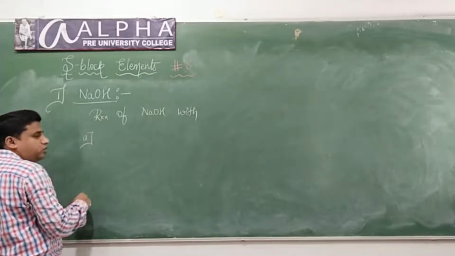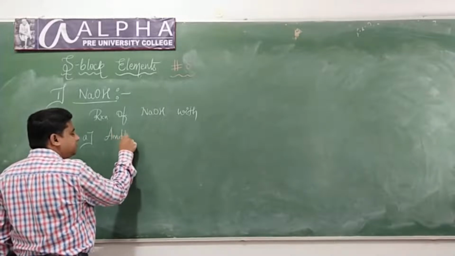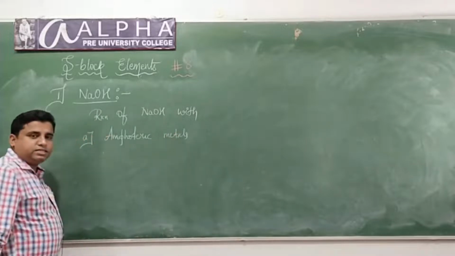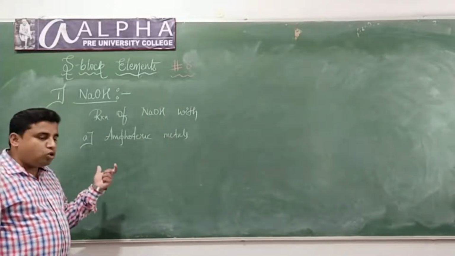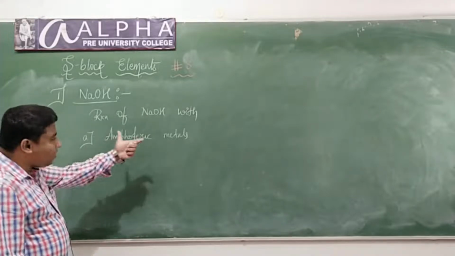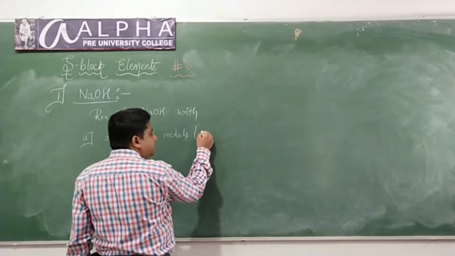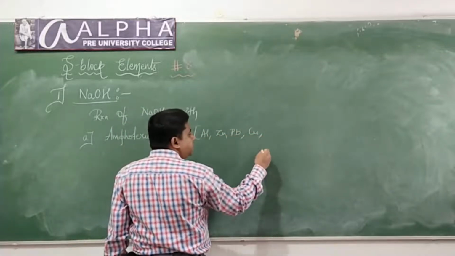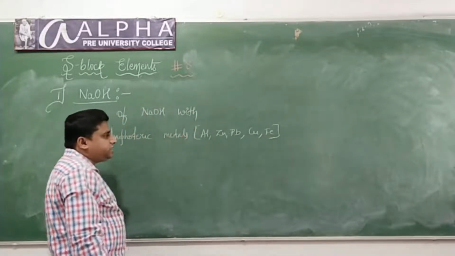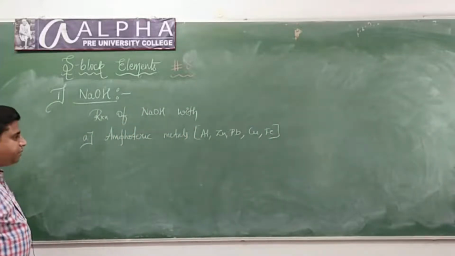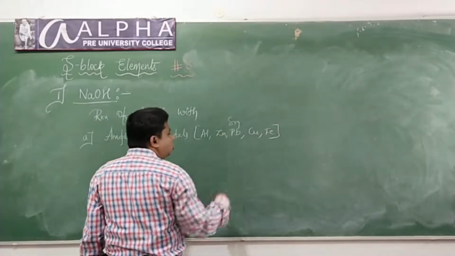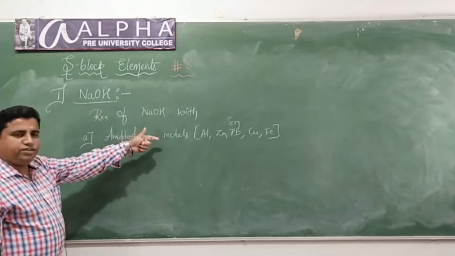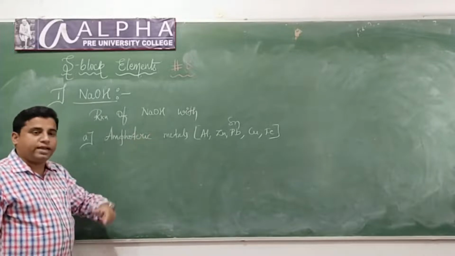amphoteric metals. Guys, which are those amphoteric metals? We have discussed it in our previous videos, and also under hydrogen. Amphoteric metals like aluminium, zinc, lead, copper, iron. Yes, these are the amphoteric metals, and tin is also an amphoteric metal. We have already finished this, don't worry. Reaction of sodium hydroxide with amphoteric metals.